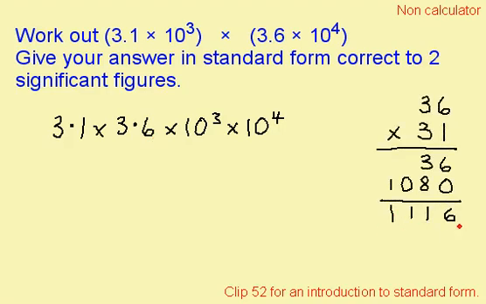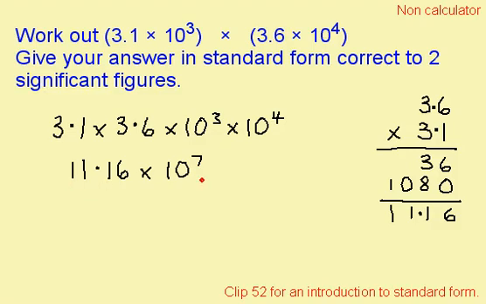My answer is 1116. In the question, I have one decimal place here and one decimal place here, giving me two decimal places altogether. So I need two decimal places in my answer. This gives me 11.16. So I now have 11.16 times 10 to the power of 3 times 10 to the power of 4, which is 10 to the power of 7. I'm asked to give my answer in standard form.